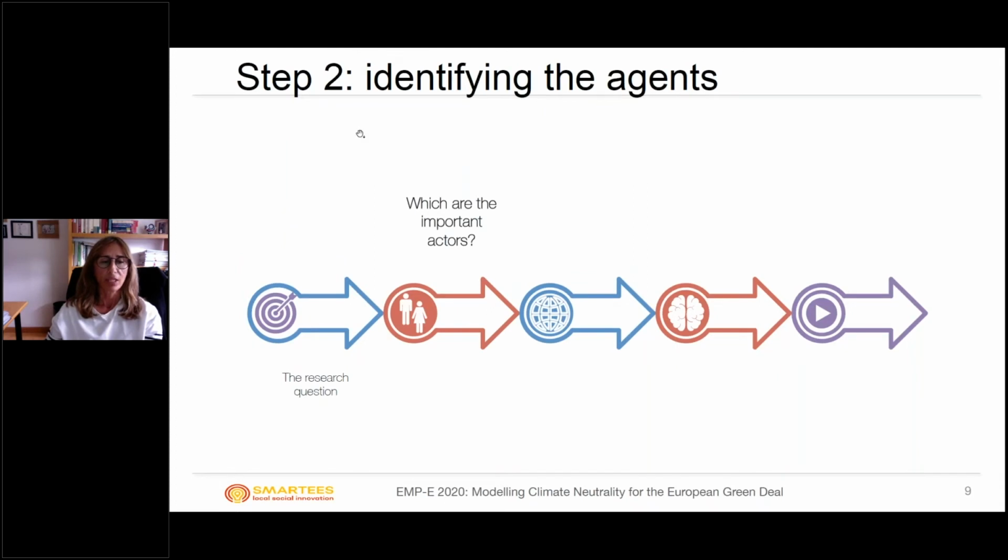The next thing we must do is to identify which are the important actors to represent in our system, that is, our agents. The first formulation can be based on our preliminary knowledge about the system to be modeled, some empirical knowledge, theories, previous models, or even our imagination.